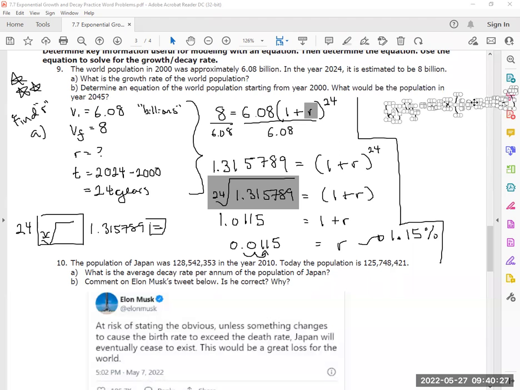Let me try to move this so that you can see it. Well, now that we have an equation, the question does ask you, what is the population in year 2045? In other words, what is the final population if the time is 45 years?